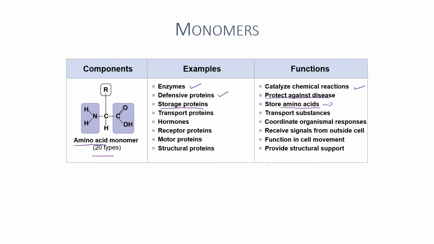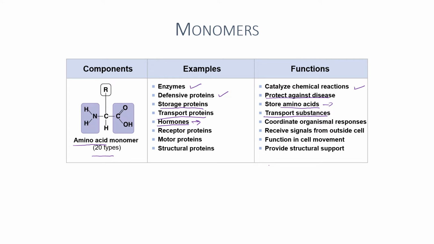And then the protein can function as transport protein, which transports substances across the plasma membrane, for example. Protein can also function as hormones which coordinate organismal responses. For example, hormones that are made up of protein are insulin and glucagon, which control blood glucose levels.